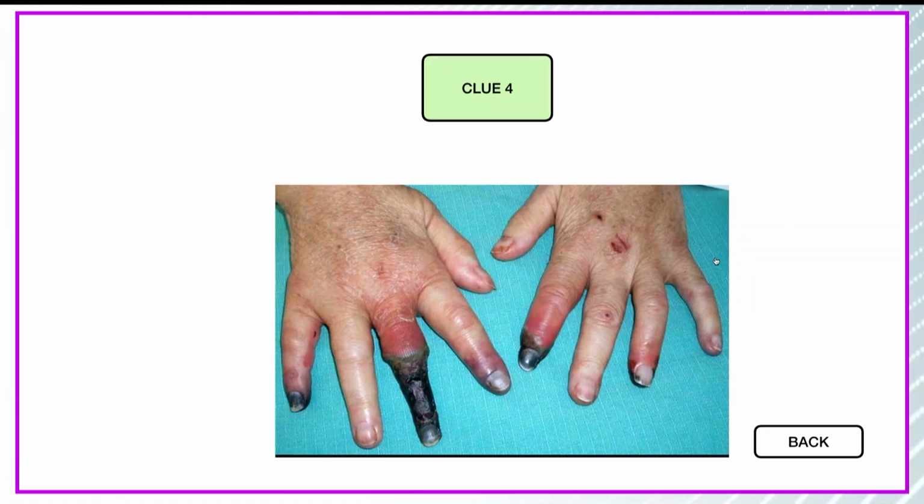Wrong answer or no answer? Wrong answer or right answer? Cryoglobulinemia. Yes. Yes. Why wait so much?